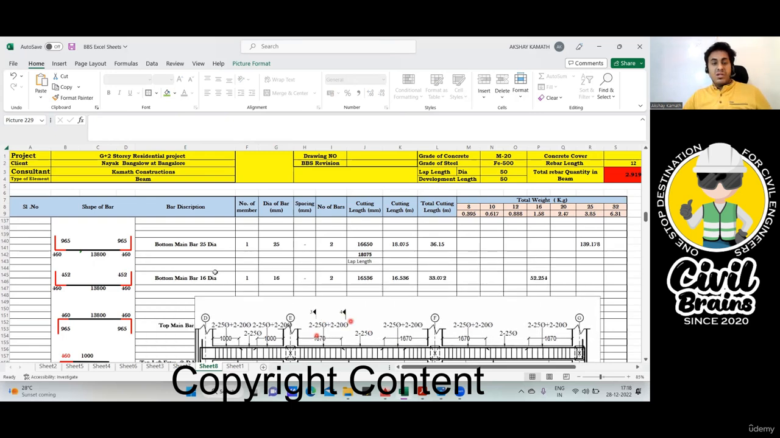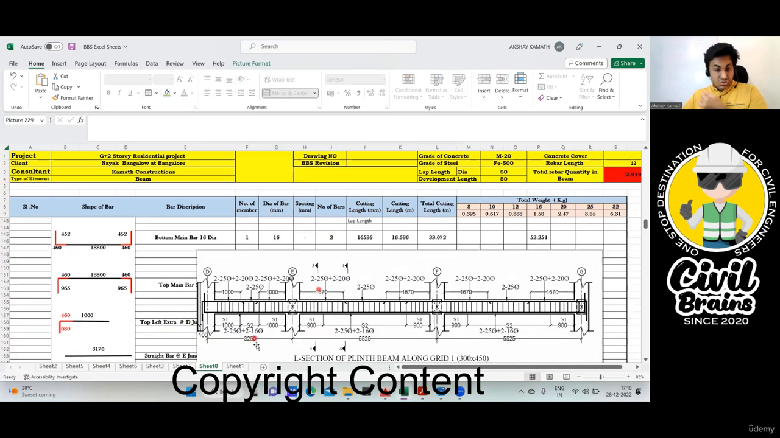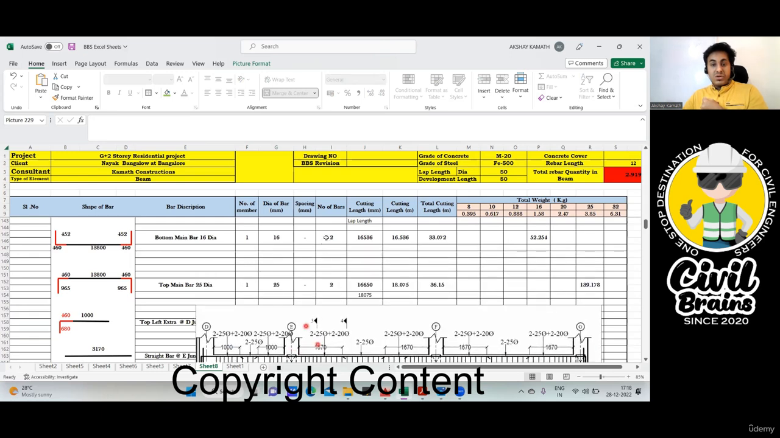That means that is why I've written bottom main bar 25 dia I'll do 1, and then bottom main bar 16 dia 2 I'll one more. Number of member I'll only 1. So this is 25, this is 16. Number of bar: in the 25 dia we have 2 bar, and 16 dia we have 2 bar. So I've written 2 and 2.